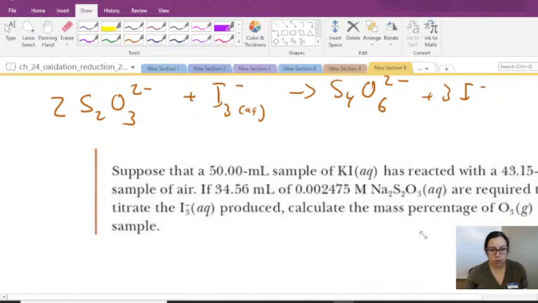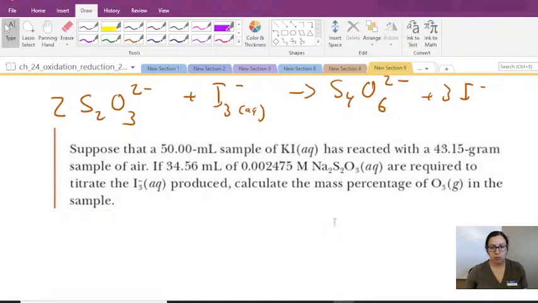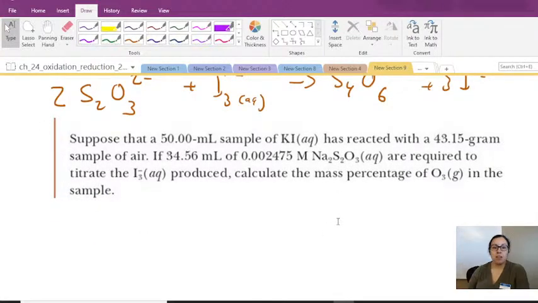So again, this is just from the book. I didn't want to write it with my handwriting. So now we have a 50 ml sample of our potassium iodide. It reacted with a 43.15 gram sample of air. And so now if 54.56 milliliters of a 0.002475 molar solution of sodium thiosulfate are required to titrate, we have to figure out the mass percentage of ozone.